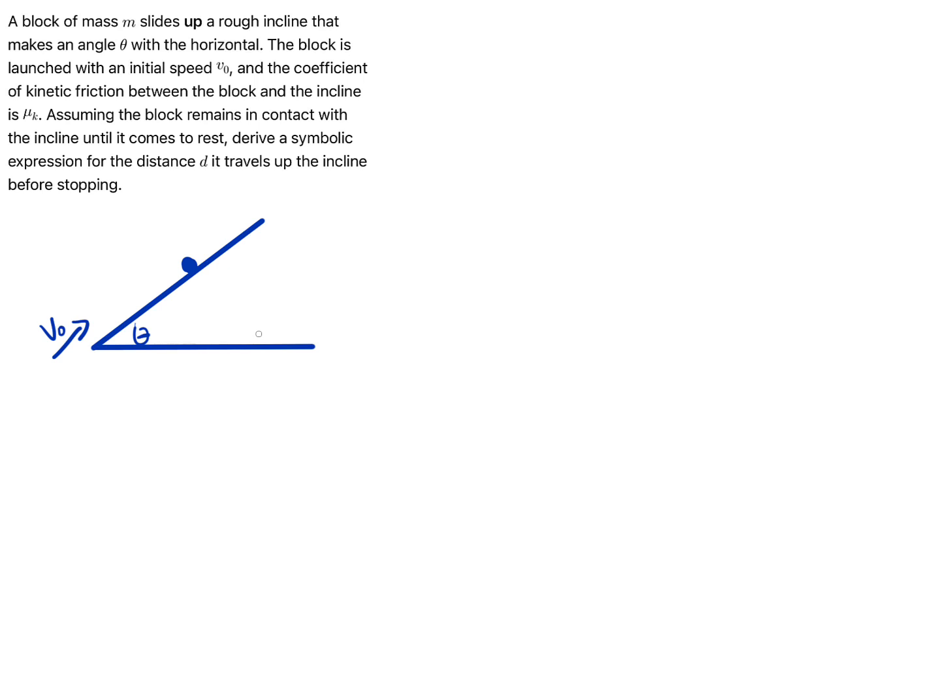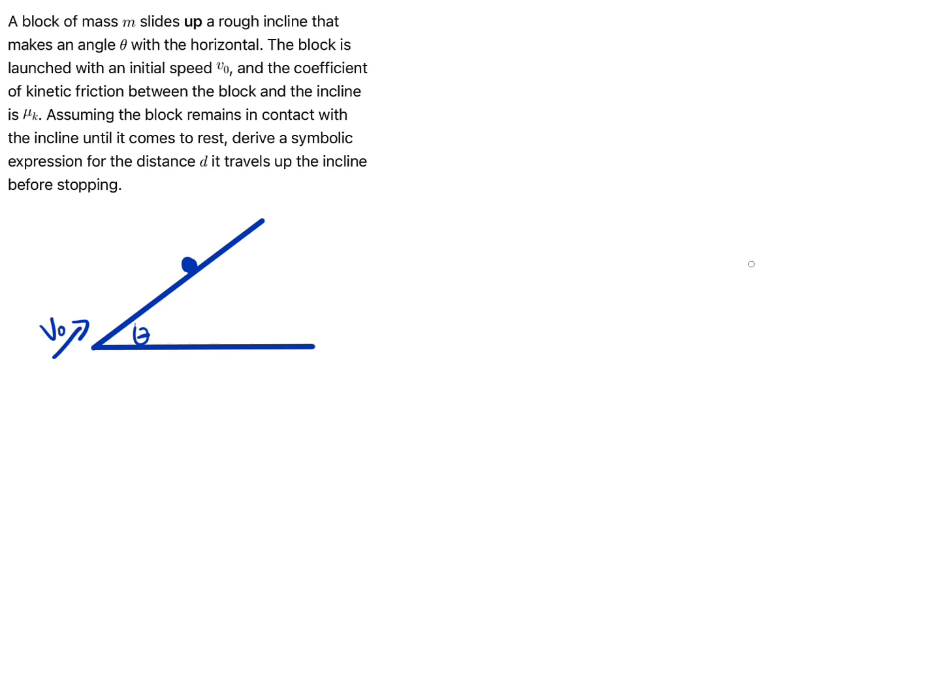And so maybe we can use Newton's laws to find an expression for the acceleration of this block, and then perhaps we could use the kinematic equations to relate the velocities, accelerations, and distances, and we can probably use the kinematic equations to solve for the distance d.